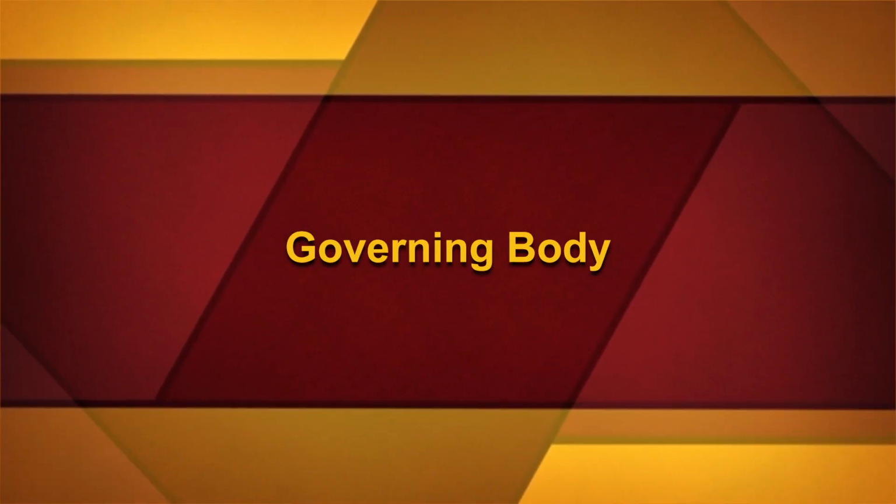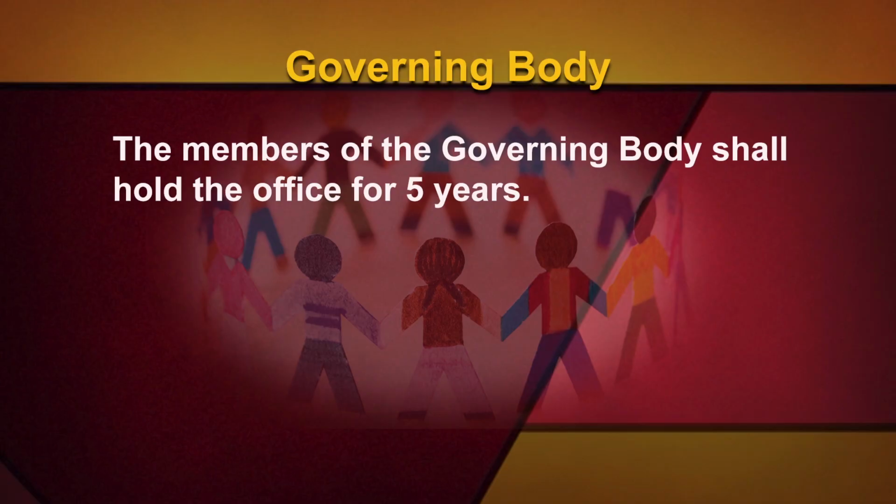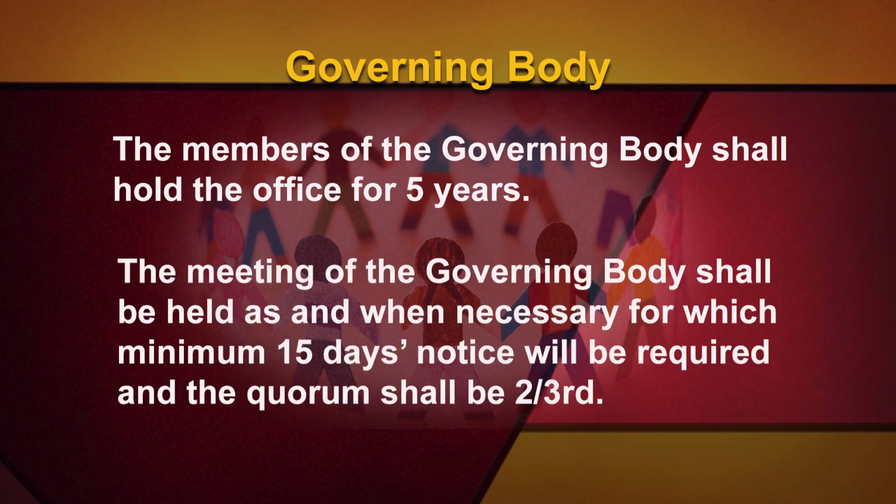Governing body. The governing body's strength shall not be less than 8 and not more than 10. The members of the governing body shall hold the office for 5 years. The meeting of the governing body shall be held as and when necessary, for which minimum 15 days notice will be required, and a quorum shall be 2/3.